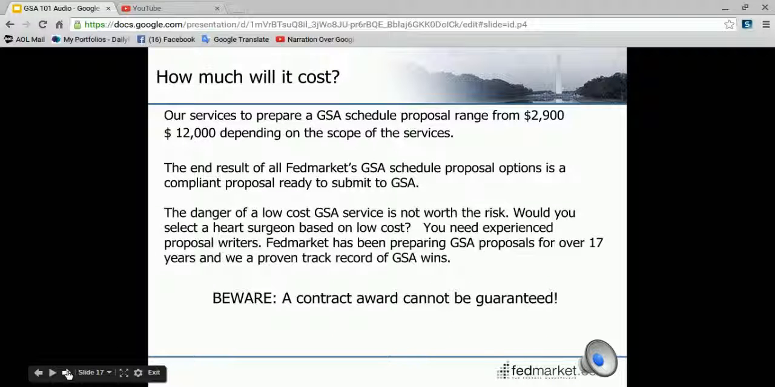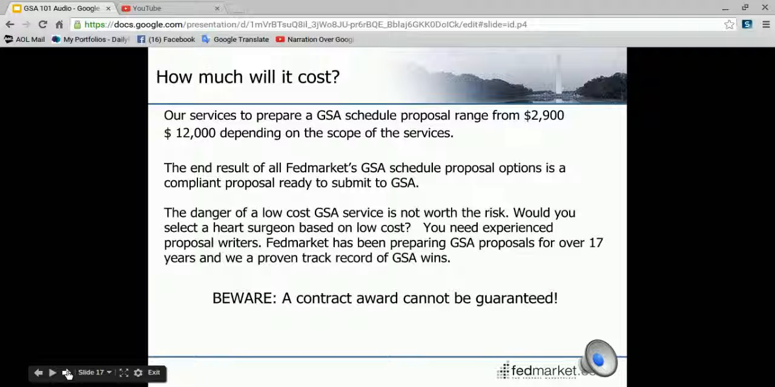How much will it cost to have someone professionally prepare my proposal? Our services range from $2,900 to $12,000, depending on the scope of the service. The end result of all of Fedmarket's GSA schedule proposal options is a compliant proposal ready to submit to GSA.